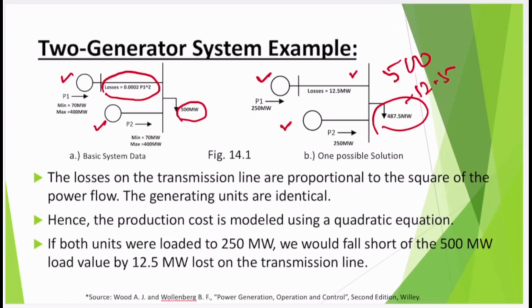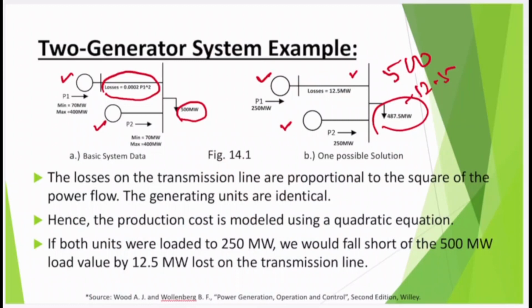The losses on the transmission line are proportional to the square of the power flow, and the generating units are quite identical. That is what we have assumed. Hence the production cost is modeled using a quadratic equation. We can say production cost is AP square plus BP plus C, where A, B, C are the coefficients and P is my generation output. If both the units were loaded at 250 megawatt, we would fall short of the 500 megawatt requirement at my load point, because some percentage of the power is consumed by the transmission line in the form of losses.